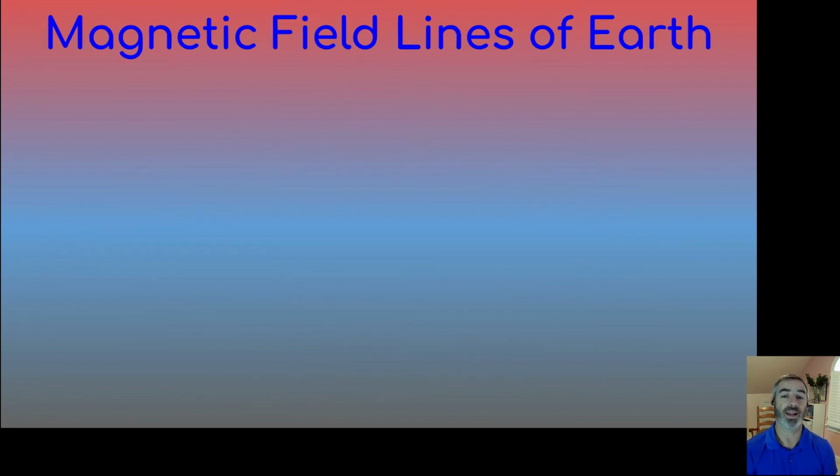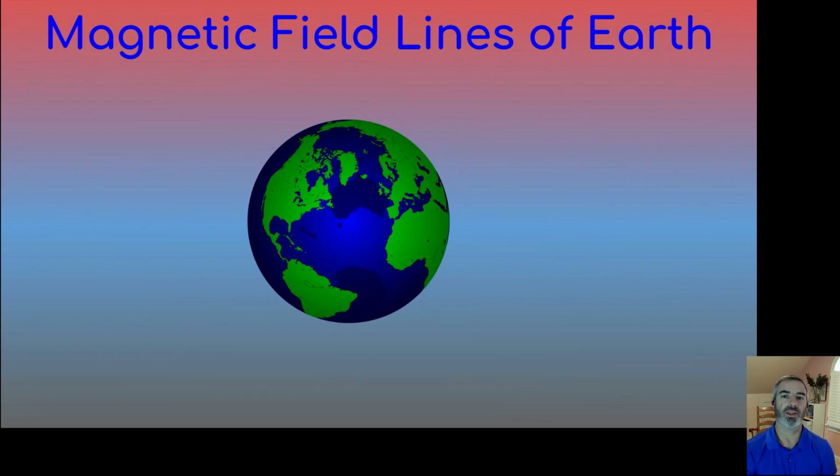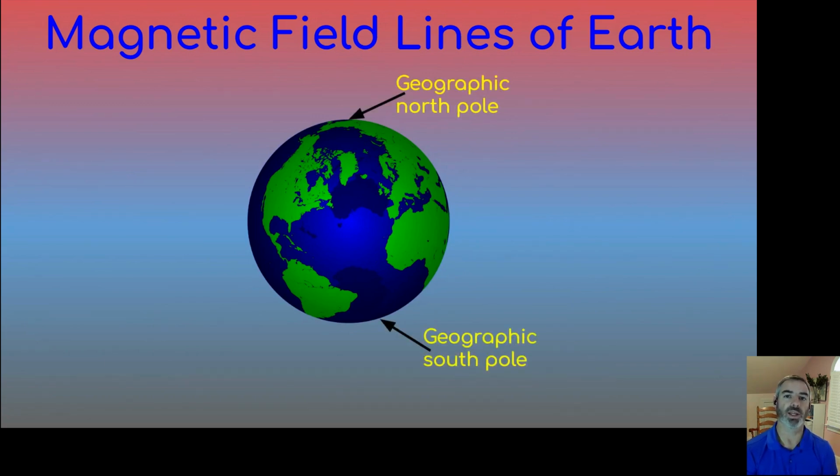Let's talk about the magnetic field lines of the Earth. We'll start by looking at the globe. We know that the globe has a geographic north and south pole, the north pole being in northern Canada and the south pole being in Antarctica. Now, the magnetic south and north poles are going to be aligned like the bar magnet that we see. The Earth's magnetic field is actually aligned opposite of the geographic poles.